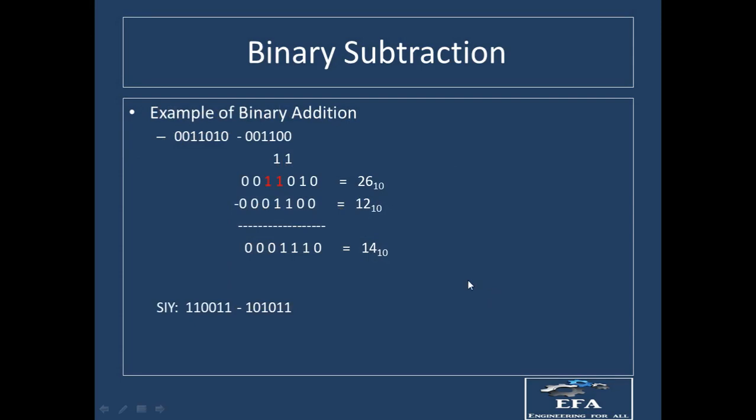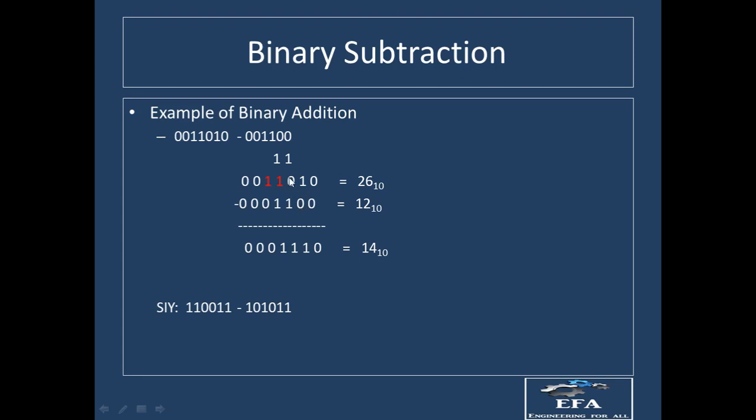Now let us take an example over here. Now suppose we are having two numbers, 0 0 1 1 0 1 0 minus 0 0 1 1 0 0, has to be performed. Now we can write these two numbers like this. So we have to subtract these numbers bit by bit. Now 0 minus 0 will be equal to 0. 1 minus 0 will be equal to 1.